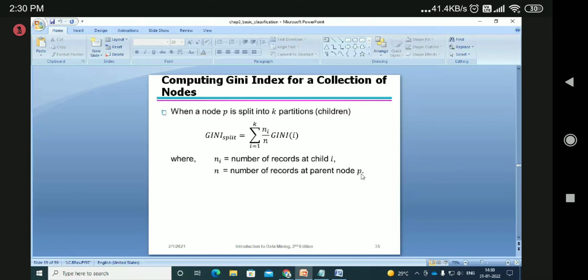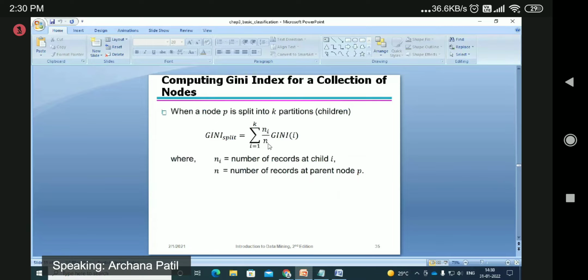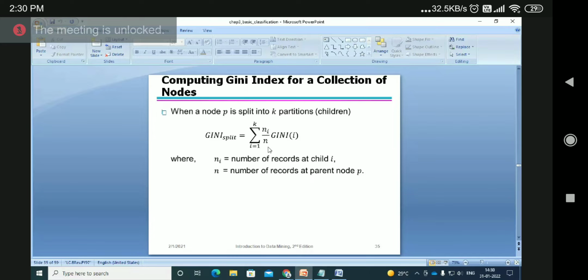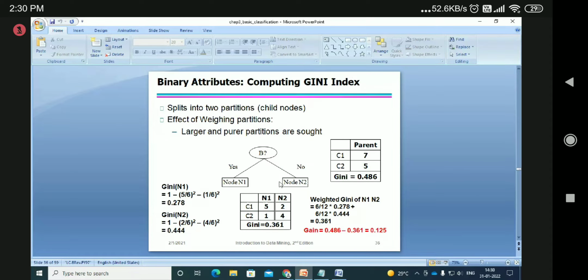This I is representing the number of branches, or the number of child nodes. And we know how to find the Gini index of any node; it can be done using this formula. Okay, are you getting this? And you simply have to multiply by this Ni by N. So if we have a look at the example, this example will explain it to you.